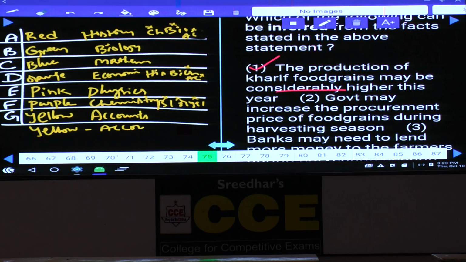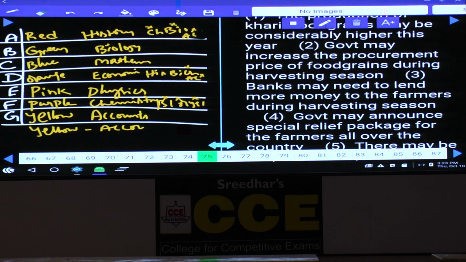Then second, the government may increase the procurement price of food grains during the harvest season. Whether the government is willing to do that or not, no information is given in the statement. The above statement is talking about the Kharif monsoon season and at the same time a good amount of rainfall.